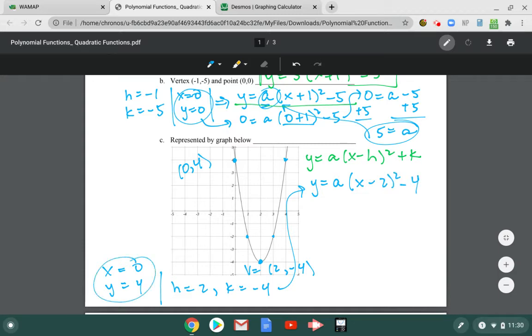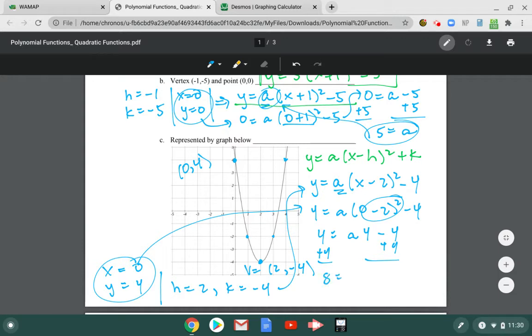Now let's go ahead and put that point in so we can solve for a. y is 4, a, x is 0. (0 minus 2) squared minus 4. So just doing the math here, minus 2 squared is 4. So that's going to be 4 minus 4. Add 4 to both sides.